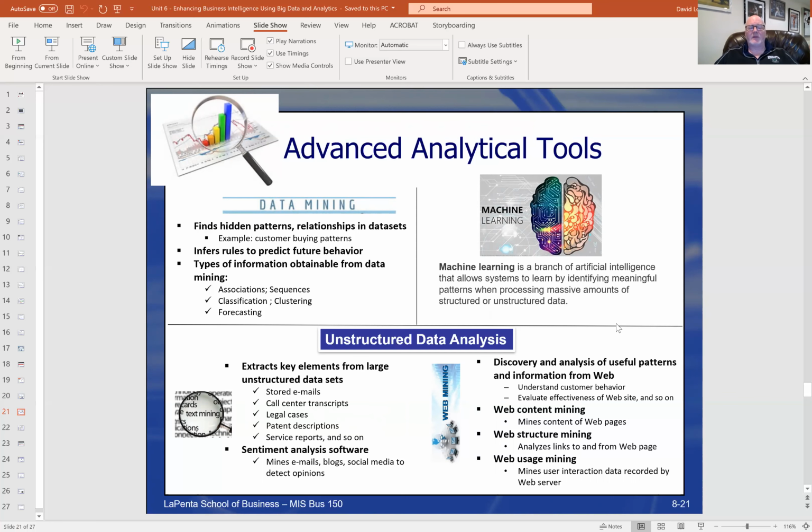So they look at stored emails, call center transcripts, legal cases, patents, social media, and blogs. And they gain some insight based on all of this data that seems to be randomly placed in different places. Let's see if there's anything else here that's that interesting.